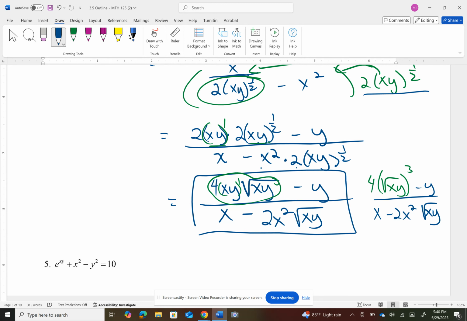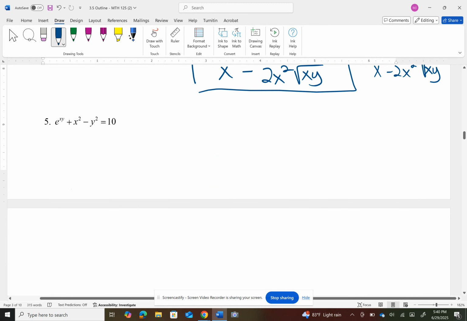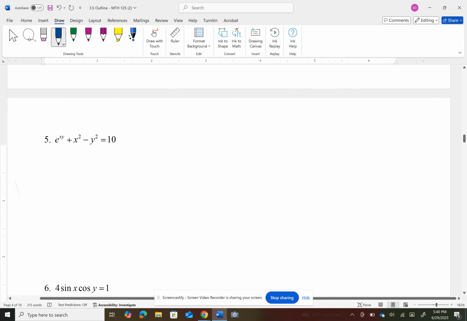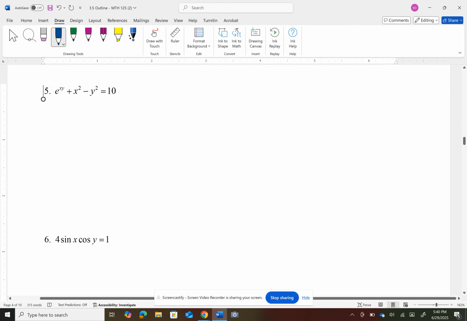Let's take a look at number 5. 5 is kind of a fun one. I'm going to move it to a whole brand new page. Okay, we can't get the y by itself even if we wanted to. So that's why it's in this section, using implicit differentiation. So any term that has a y in it, it's going to wind up having some y primes. But things like x squared, that's just going to be 2x when I do the derivative. So I'm going to go ahead and start doing the derivative.